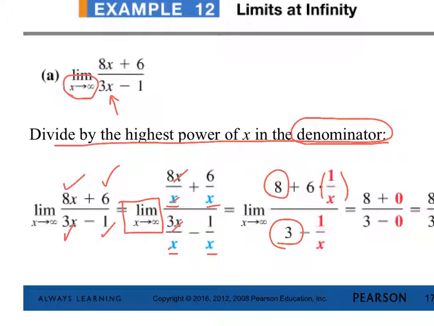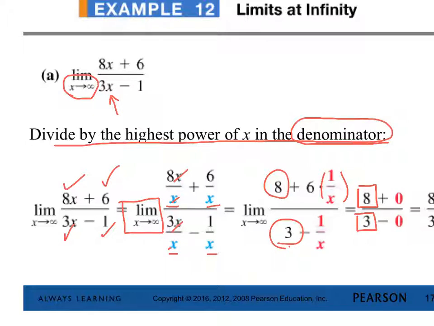Now, if you let x increase without bound, the limit of 8 as x approaches infinity is just 8, because 8 doesn't care what x does. It doesn't have any x's. And if you let x approach infinity for 3, the same thing happens, because 3 says, well, I don't care what x does. I don't have any x's. I'm going to be 3.